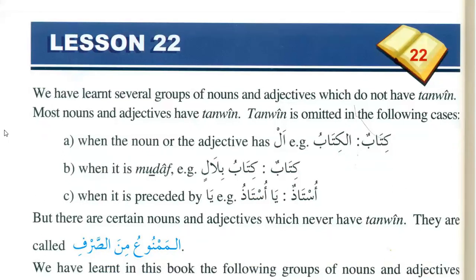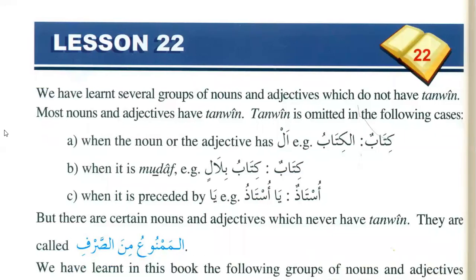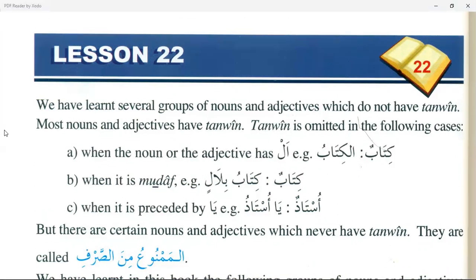Tanween is omitted in the following cases. First one, when the noun or adjective has al. Example, kitabun, al-kitabu. Then second one, when it is mudaf. Example, kitabu Bilalin. Then third one, when it is preceded by ya. Example, ustadun, ya ustadu.